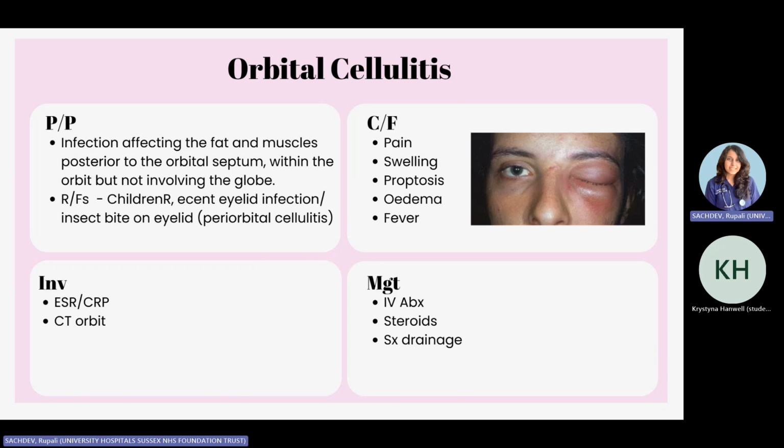In terms of investigations, you need to do an ESR, CRP. You might need to get a CT of the orbit. And particularly in these patients, you want to check for eyeball movement, so you're going to check eye movements and whether there's pain on eye movements or not. In terms of management, these patients normally have to come in. They're going to need IV antibiotics, steroids, and surgical drainage of all of the fluid that's collected around the eye.